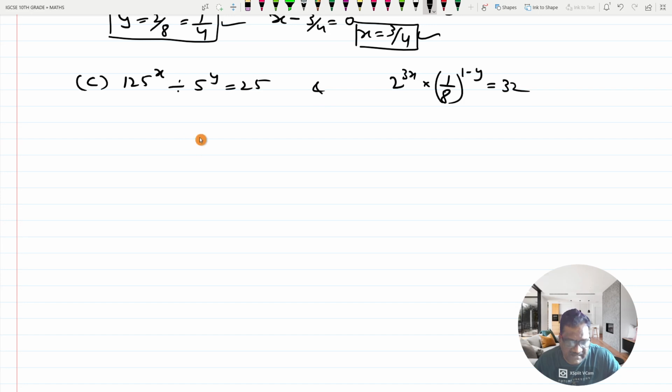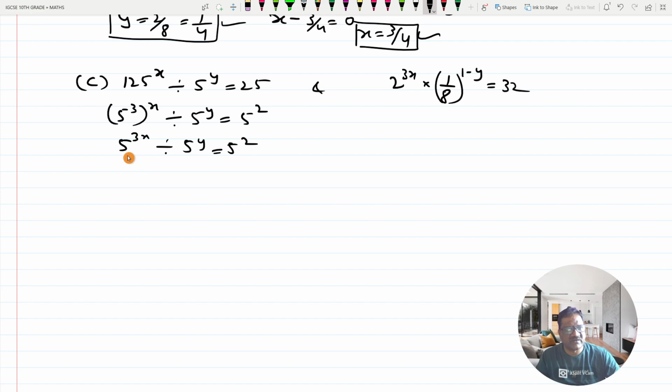Now first, as usual, what I'll do is try to make them in a form which is not exponential. So what I'll do here, 125, I'm going to write it as 5 raised to 3 whole raised to x divided by 5 raised to y equal to 25. I'm going to write as 5 square. This I'm going to write as 5 raised to 3x divided by 5 raised to y equal to 5 raised to 2. This I'm going to write as 5 raised to 3x minus y equal to 5 raised to 2. Now because the bases are same, I can write 3x minus y equal to 2. Right?